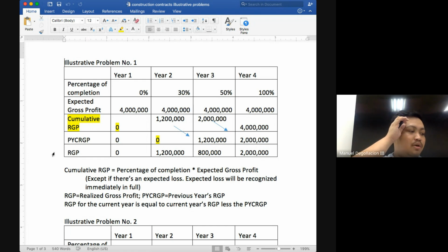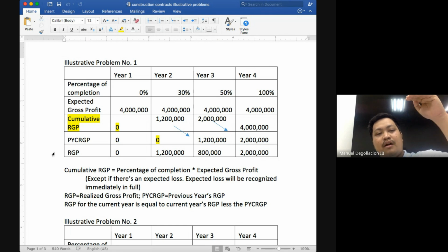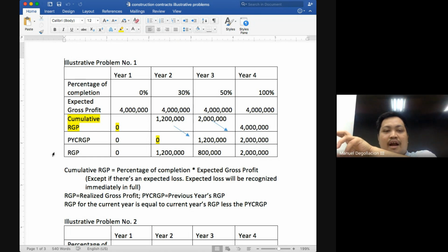So there you can see an arrow, class. I think the arrow is misplaced. The arrow should be from the cumulative RGP to the previous year's cumulative RGP. Whatever is reported as cumulative RGP last year will just be brought forward under the previous year's cumulative RGP for the following year. How much was the cumulative RGP year 2? 1,200,000. How much will be the deduction to the 2 million on year 3? 1,200,000. So again, the question for year 3 is how much is the RGP? Our answer would be 800,000.